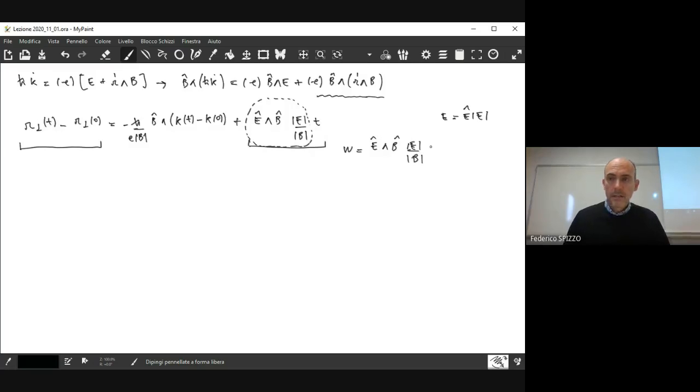And if you notice, this velocity is orthogonal to E. So in this case, the typical velocity of the electron is not parallel to E, but is orthogonal to E. So in the case that this term is the leading term, and I will comment on that in a while, then the motion of the electron is not along E, but is along a straight line that is orthogonal to E.